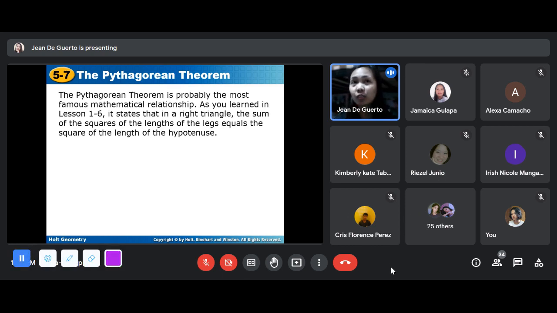For week 7 to 9, which is also your assessment number 4, saka yung performance task ninyo, yung scale drawing. Yun lang naman.